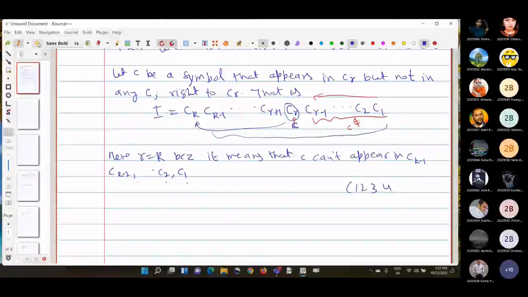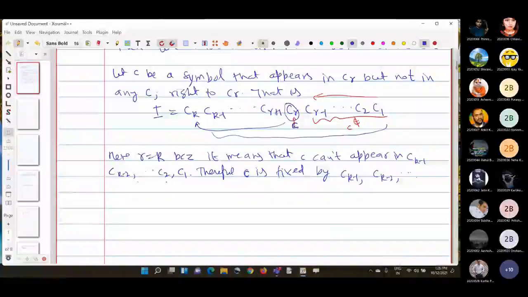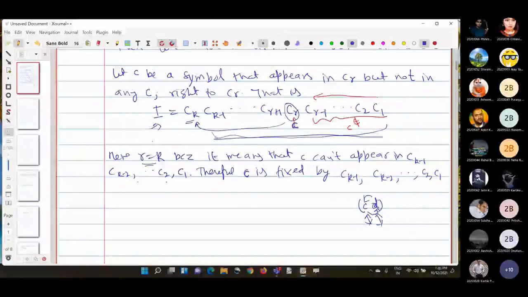Therefore, c, small c, is fixed by ck minus 1, ck minus 2, c2 and c1 by all. And ck is a two cycle, and if we have assumed that r equals to k, so this is a two cycle. It means suppose c is appearing and another element d is there. It means c goes to d and d goes to c, and other products which are there in the right side to it, they are fixing c. It means that c is not mapped to c, and d is also not mapped to d. And then we are saying that in the left hand side we have identity. Is it possible? Not possible.